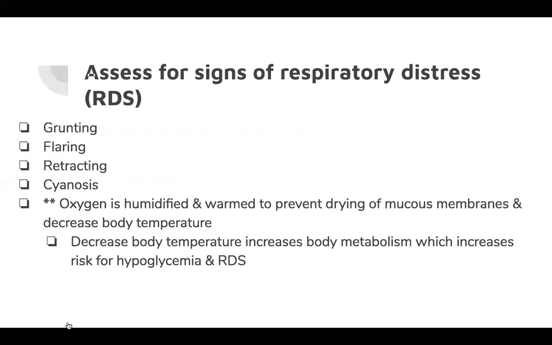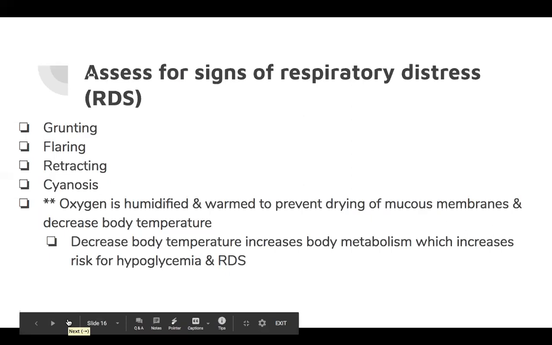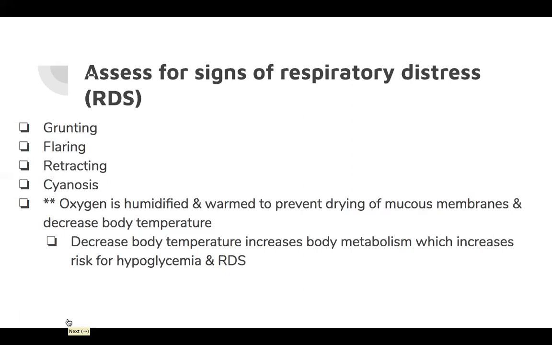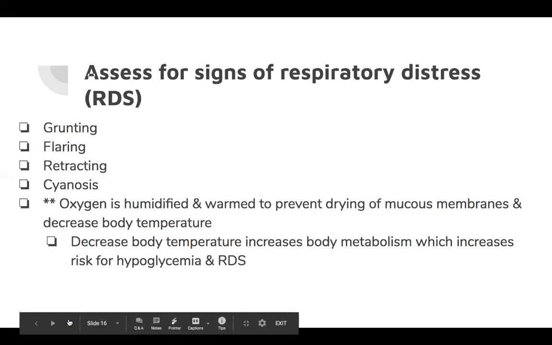So assessing for signs of respiratory distress. Your big things are that grunting breathing, which I showed you in that video, and if you need to go back and revisit that, it's on another slide. The flaring of the nares, the chest retractions, the cyanosis. The cyanosis is going to start circumoral around the lips, maybe a little bit of acrocyanosis, and then maybe generalized cyanosis. And I put down here, decreased body temperature increases body metabolism, which increases the risk for hypoglycemia and respiratory distress. So there's your big hitters again.